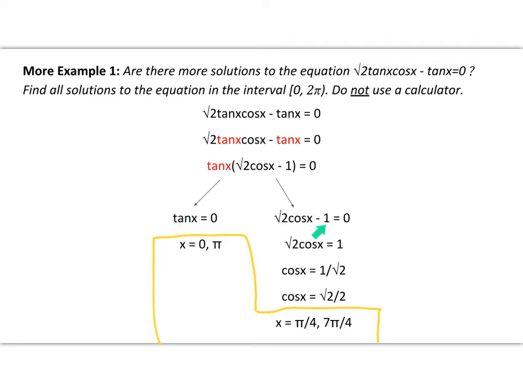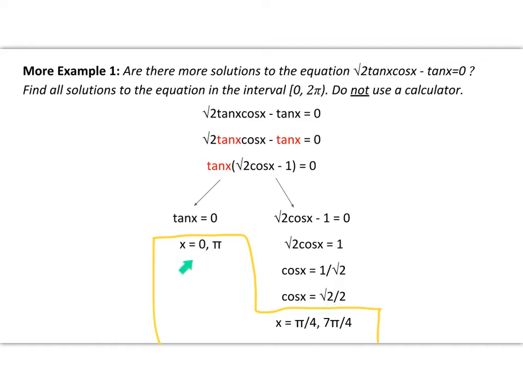We need to get cosine by itself. So let's zip through that really quick. We know that we would add 1 to both sides, and then we would divide by square root of 2 on both sides. And then we would rationalize by multiplying by root 2 over root 2 to get root 2 over 2. And that looks a little bit more familiar from our unit circle, right?